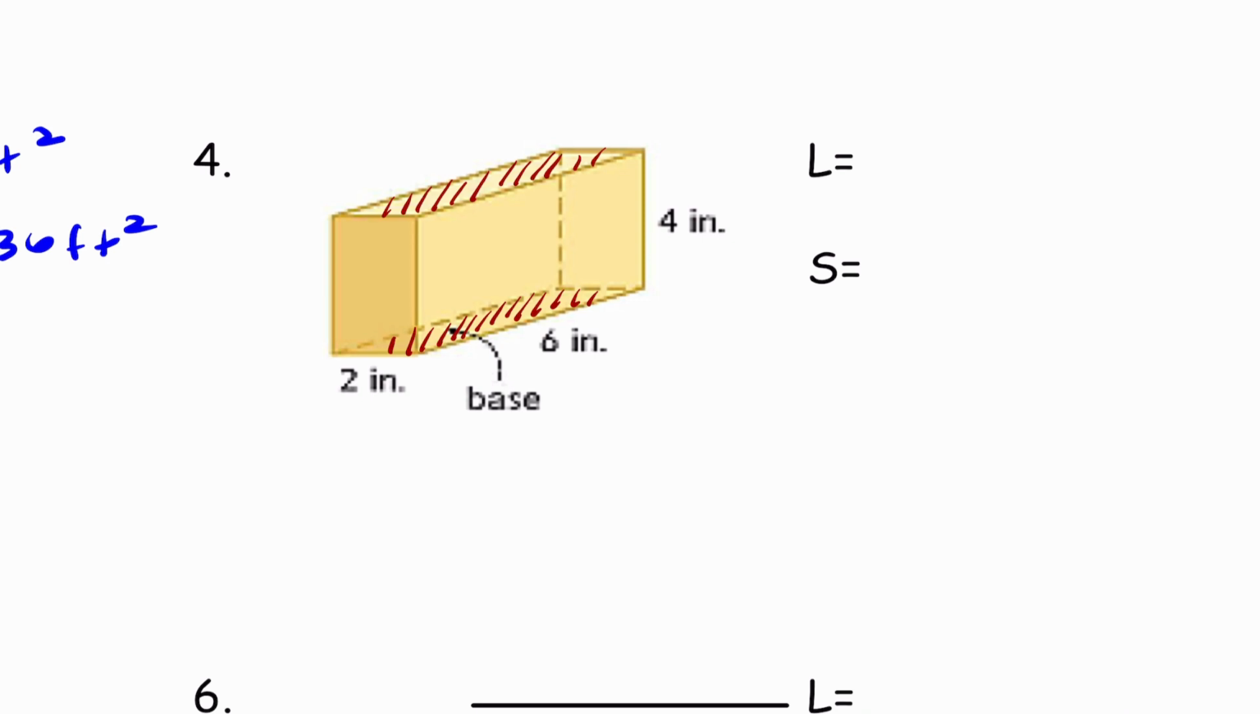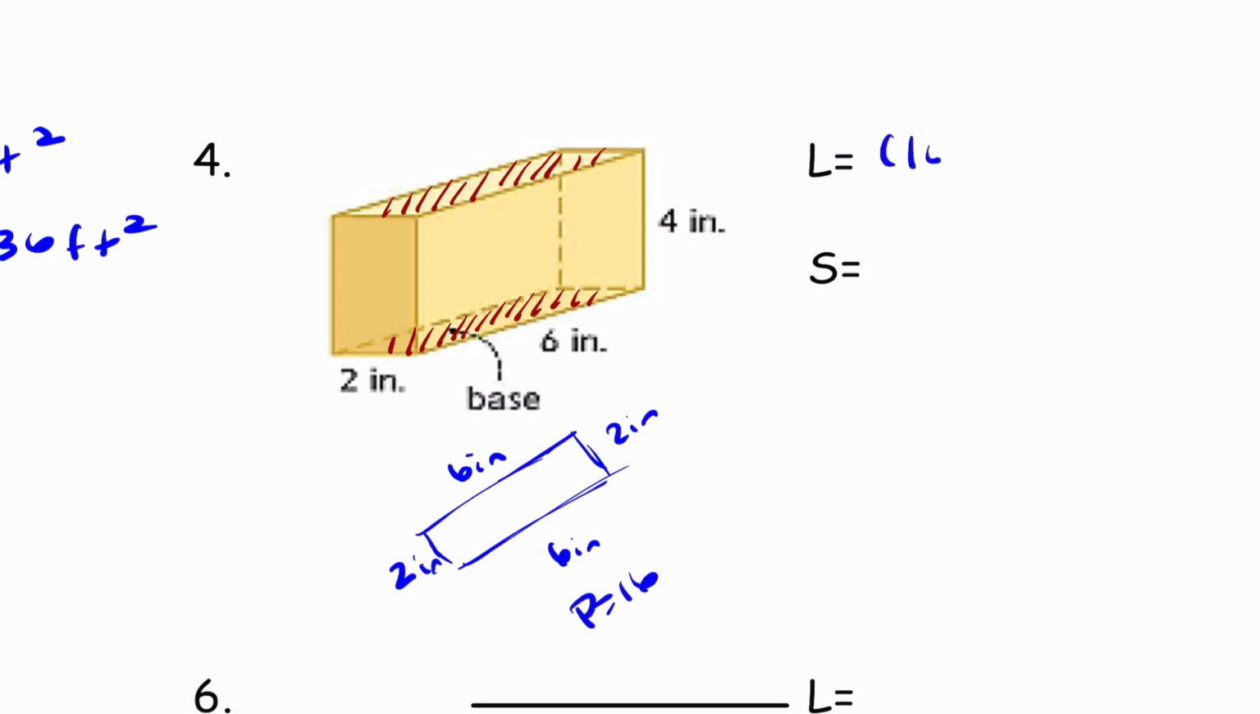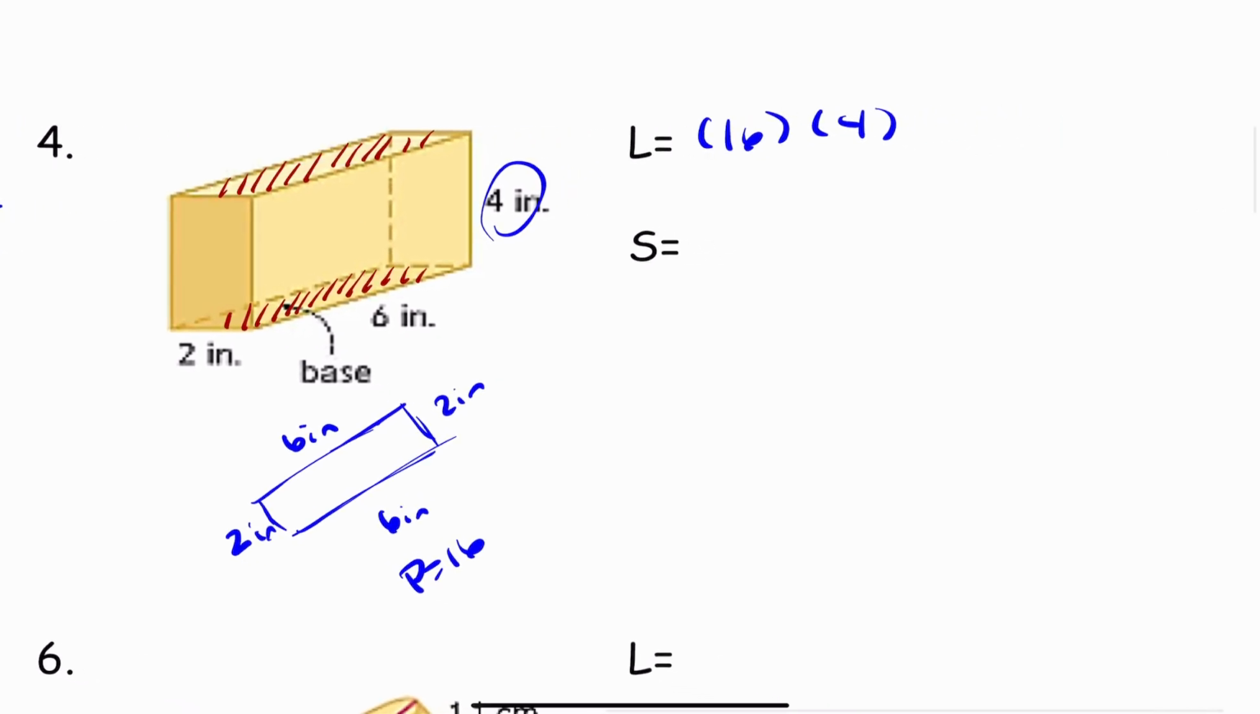So the lateral area is equal to the perimeter times the height, and our base is a rectangle. So 2 inches, and then this is 6 inches, yeah? So 2 inches here, 6 inches here. So 12 plus 4, that's 16. So the perimeter is 16. And this is the height. It separates the 2 bases here. So 16 times 4. 16 times 4 is 64 square inches.